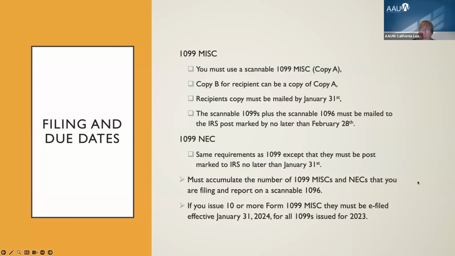So this is interesting too, because you can't just print something off the internet. You go on the IRS site and they will have their forms there. You can't just print that one. And if you ever try to pull that up, it's going to tell you, you can't use this. You have to get the scannable 1099 miscellaneous for copy A. And copy B for the recipient can be a copy of copy A. And the recipient's copies must be mailed by January 31st.